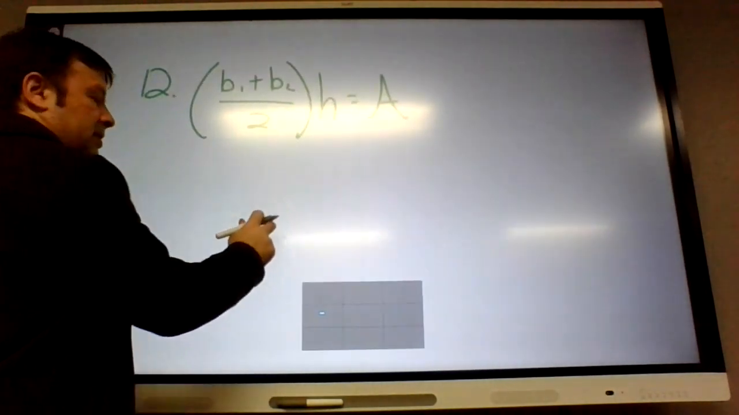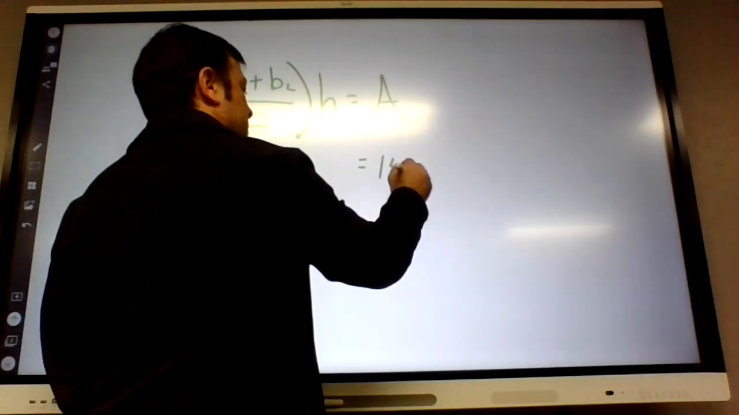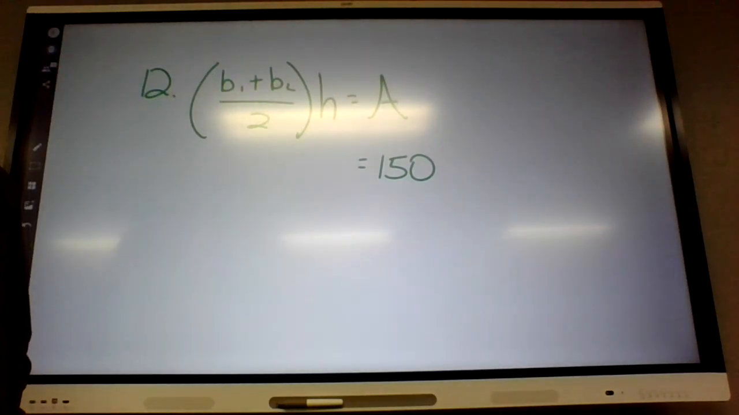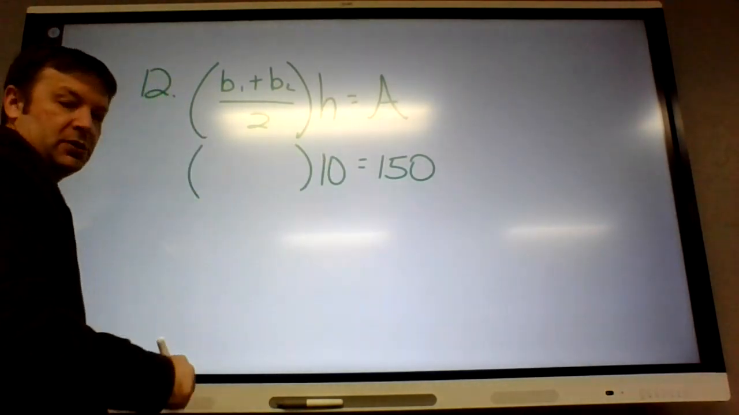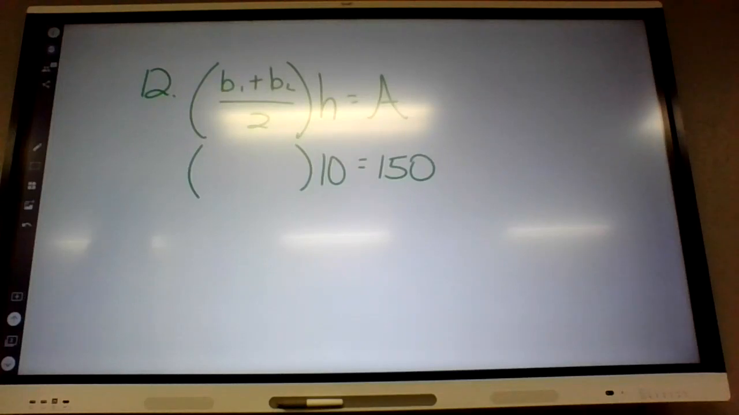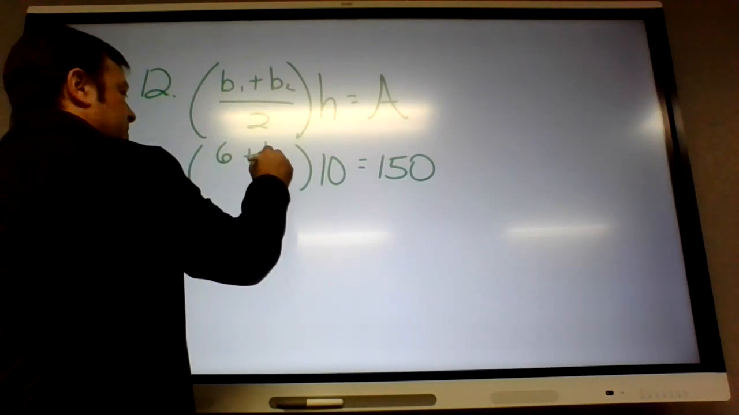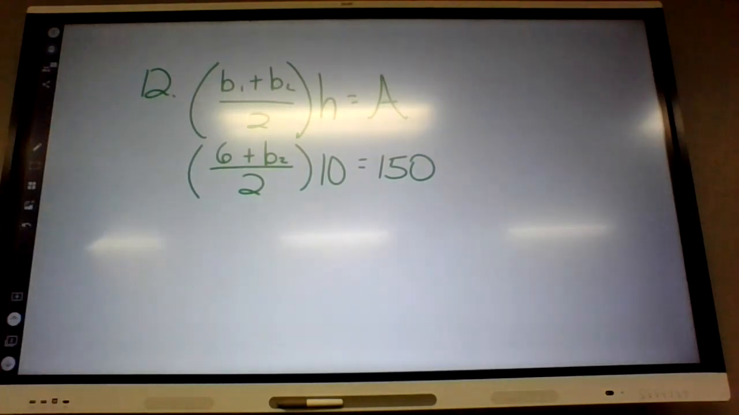Equals the area. Okay, so what they give us is the area. It's 150 square meters, and then it says the height is 10, so that's going to go for H. The top line, which is one of the bases, is 6. So I'm just going to say base 1 is 6. So how do I solve that for base 2?